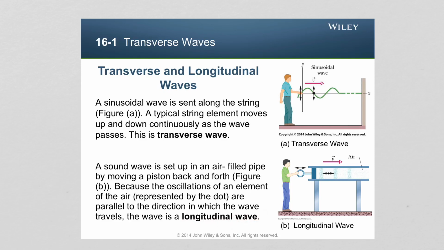So one more time, only sound waves are longitudinal waves. All other waves are transverse. So mechanical waves in a rope, mechanical waves on a string, electromagnetic waves, they're all transverse waves.